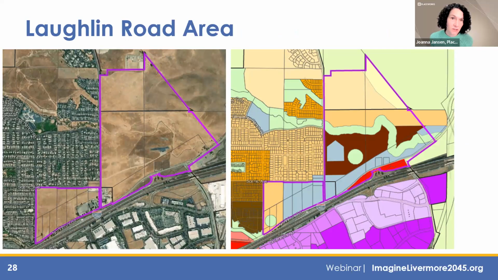So let's move on to our next focus area. This is the Laughlin Road focus area. This is at the Greenville Road or Laughlin Road exit off of the north side of 580. A lot of this focus area is outside of the city limits, but it's within the urban growth boundary.